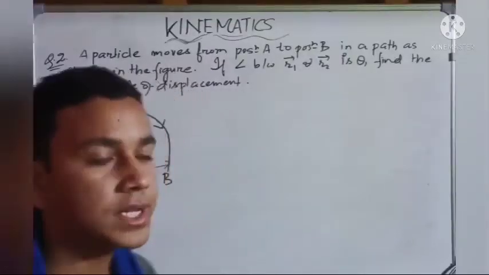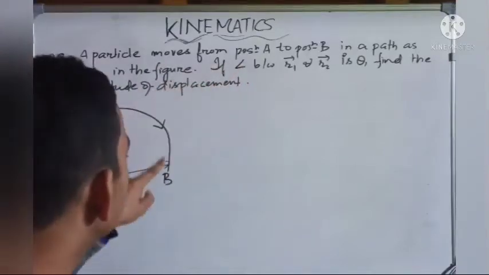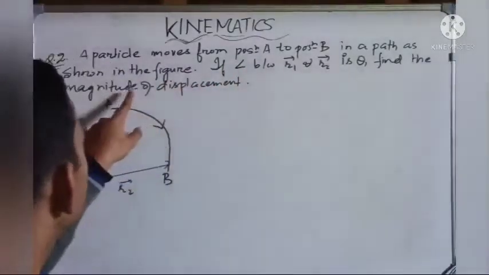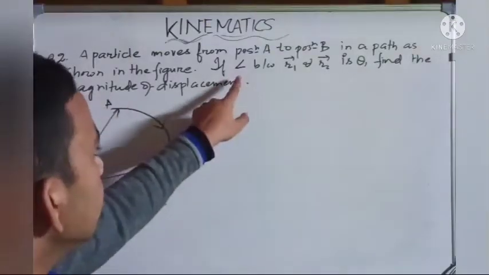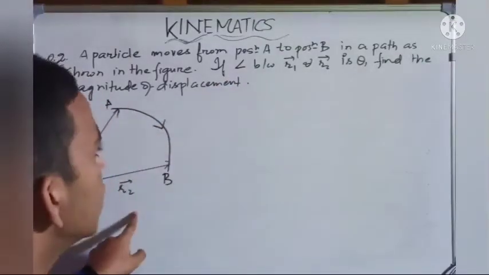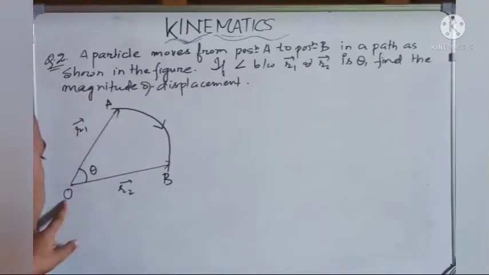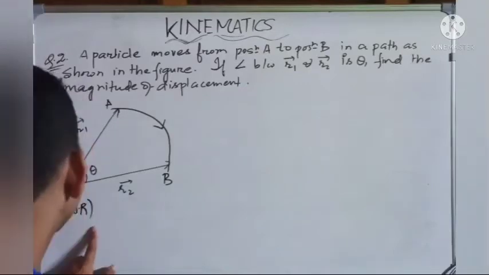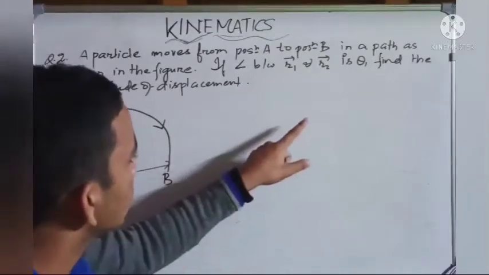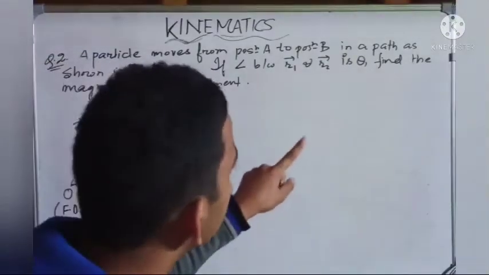In the next question, we are given this situation where a particle moves from position A to position B in a path as shown in the figure. That means the particle moves from position A to B in this shown path. If the angle between R1 vector and R2 vector, which are the position vectors of A and B respectively, with respect to this origin, that means we are taking this origin as the frame of reference from where we are observing the situation, is given as theta, then we are required to find the magnitude of displacement vector.